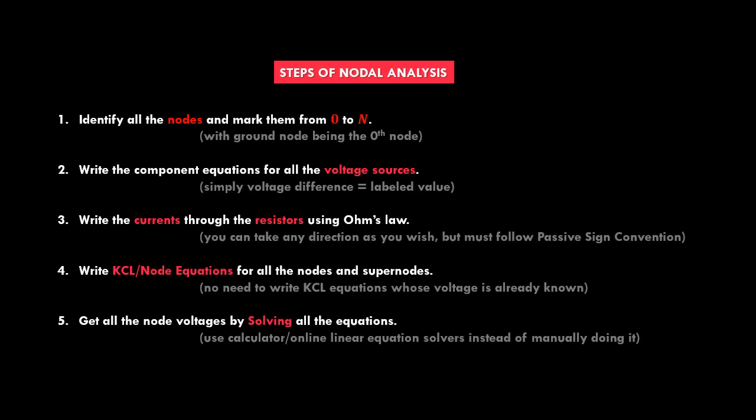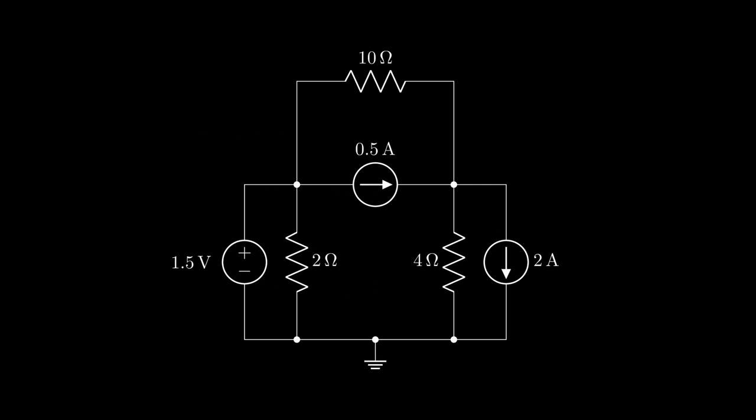And these are the steps to calculate the node voltages. First, we need to identify all the nodes and label them from 0 to n, with the ground node being the node 0. After that, we will work with the voltage sources. Then we'll use Ohm's law to get the current through each resistor. Once we get all the currents, we can write KCL equations. And lastly, we will solve all the equations. You can either use a calculator or online equation solver to do this. Okay, so this seems more complicated than it really is. So let's walk through an example.